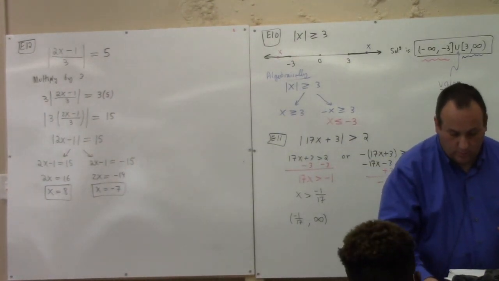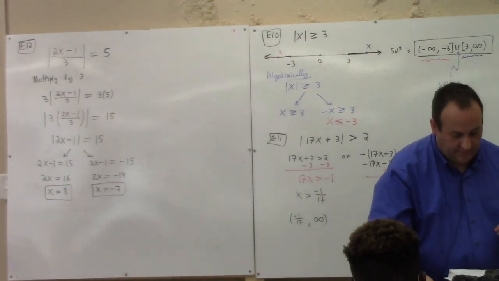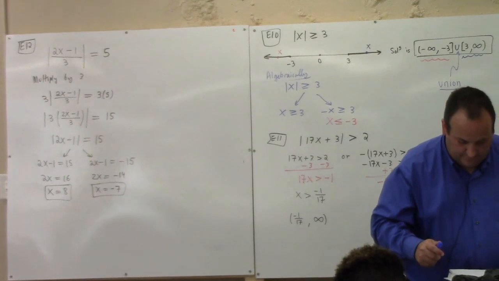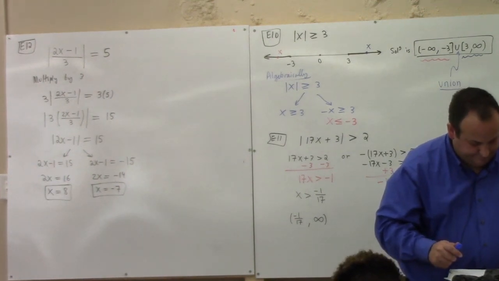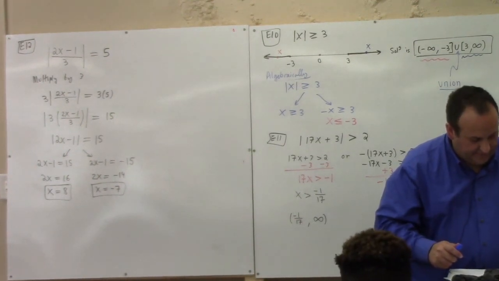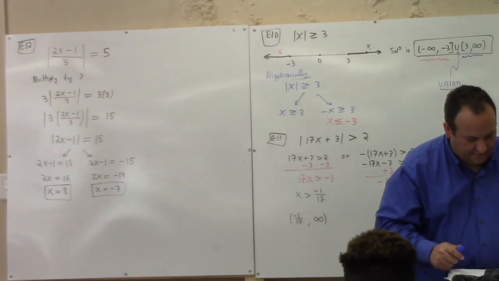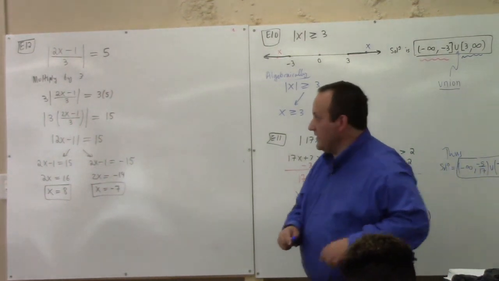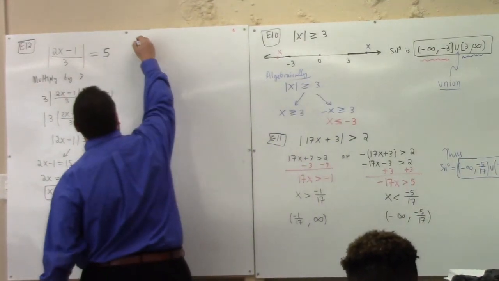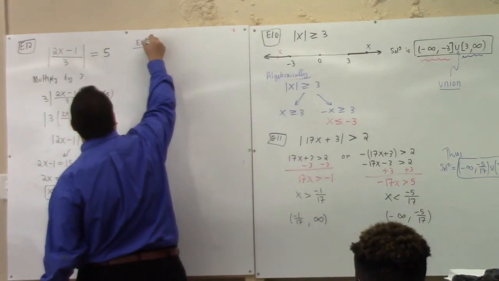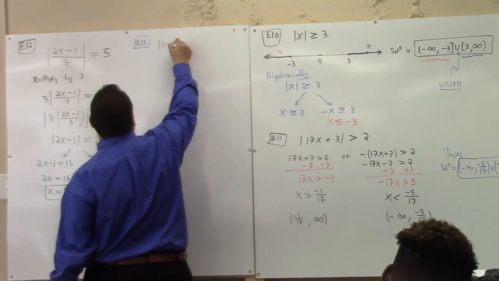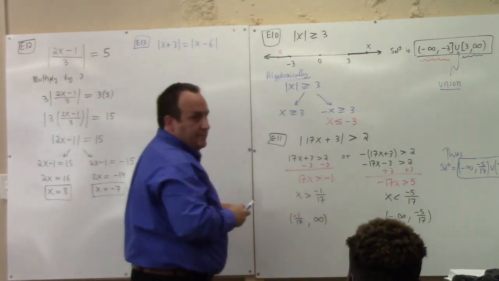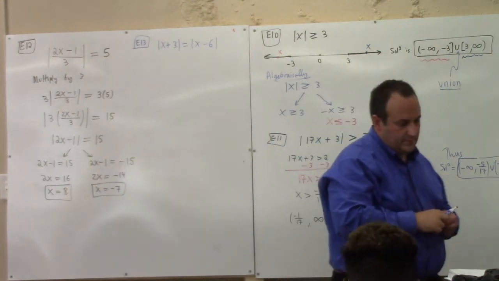Oh, I just found another one. I don't know if I've assigned any of these, but just in case I have, let me throw one in. What if you have absolute value of x plus 3 equals absolute value of x minus 6? What would you do here?